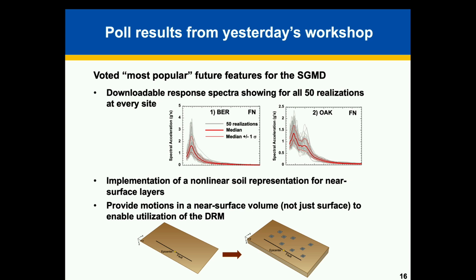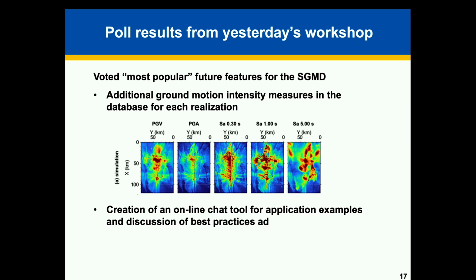The other one was, this one surprised me, one of the questions: provide motions in the near surface volume, not just surface, so that we can enable utilization of DRM. That's popular with us. I didn't realize it was going to be so popular with all the attendees, so that bubbled up as an action item as well.